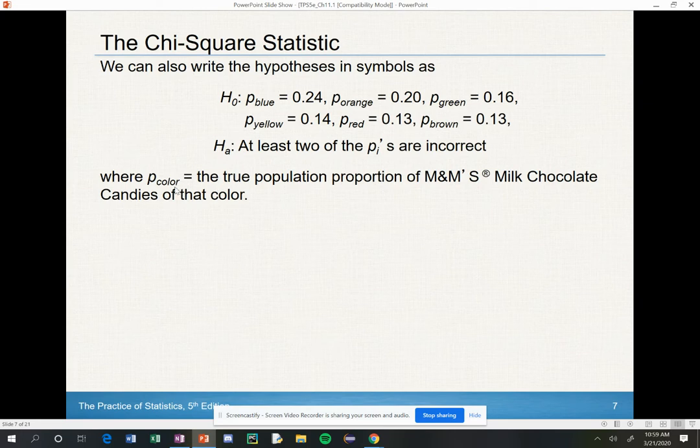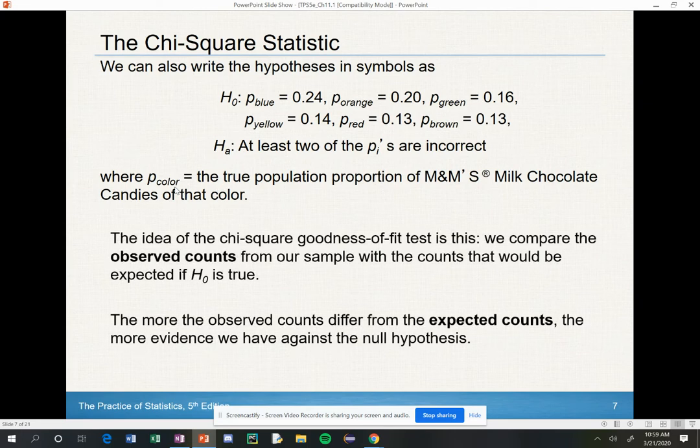All right, so let's move on. Keep in mind, our calculations are going to be dealing with observed counts and expected counts. These are not observed counts or expected counts. This is the expected probabilities of the stated distribution.